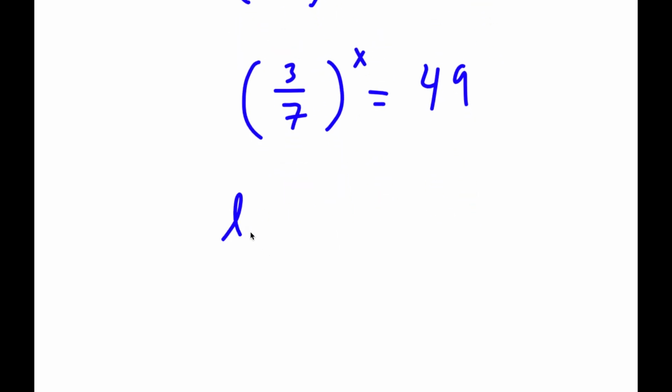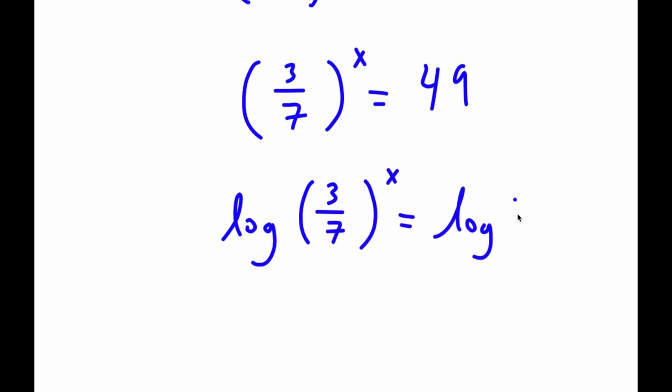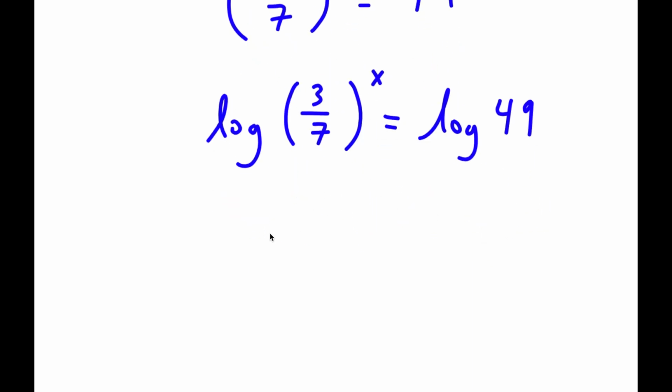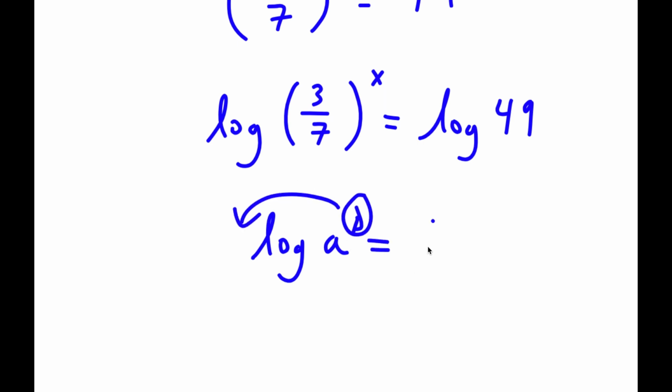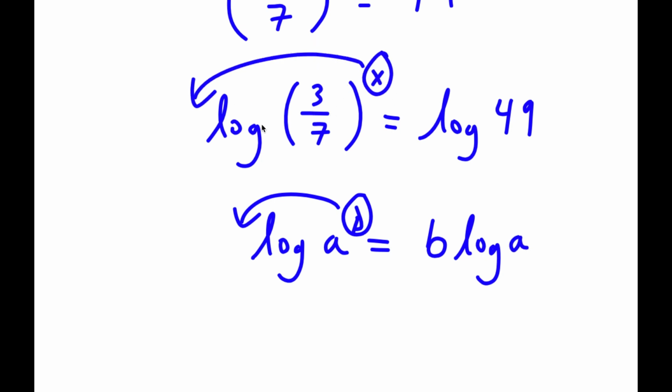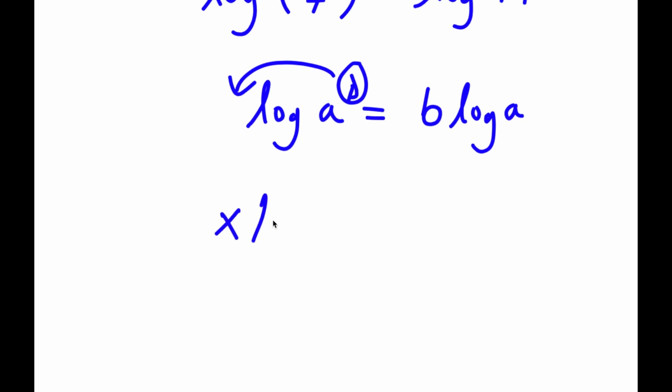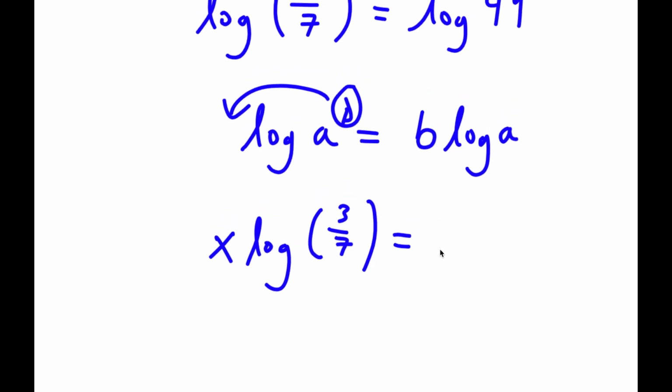Now if I take the log on both sides, if I have something in the form log a to the power of b, I can move b here to the front, so this is going to equal b times log a. So in this case, log 3 over 7 to the power of x, I can move x to the front. So this is going to equal x times log 3 over 7 is equal to log 49.